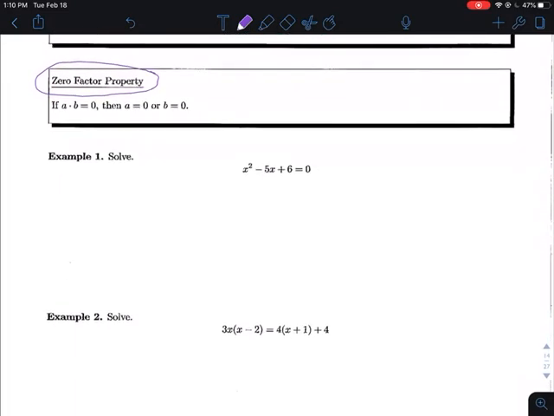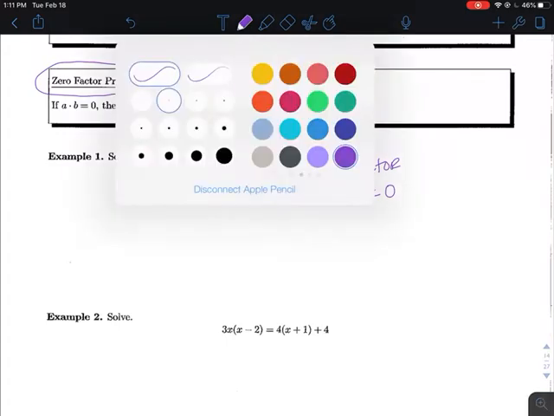For the first example, the first thing is you want to make sure everything is set equal to 0, which in this case it is. The next step is to factor. When we factor this, we get our two parentheses. X squared breaks down as x times x. I'm looking for two numbers that multiply to give me positive 6, but add to give me negative 5. In that case, that would be negative 3 and negative 2. We've done factoring a lot, so that's the factoring part.